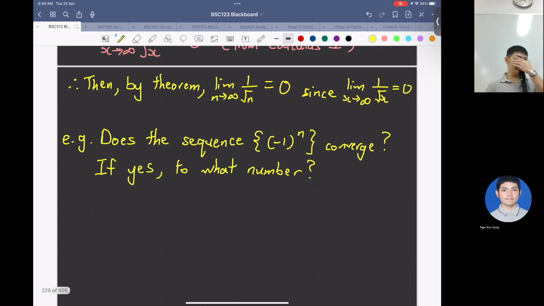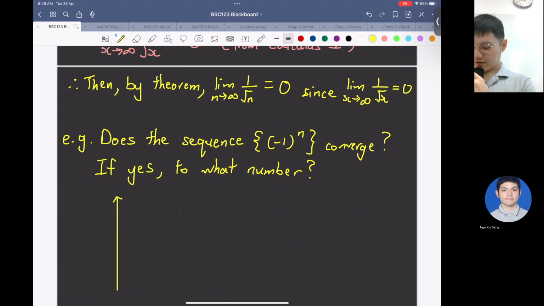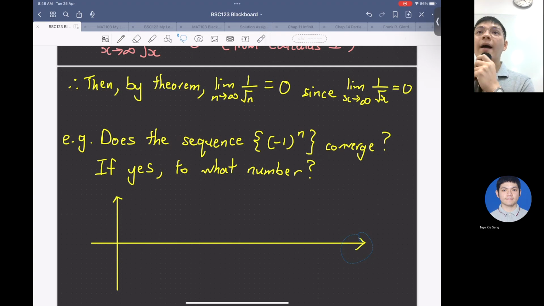So does the sequence of alternating 1 and -1 converge? No. Why? Yeah, the question is why. Who is saying? It also oscillates between them. So they are what? They are divergent.